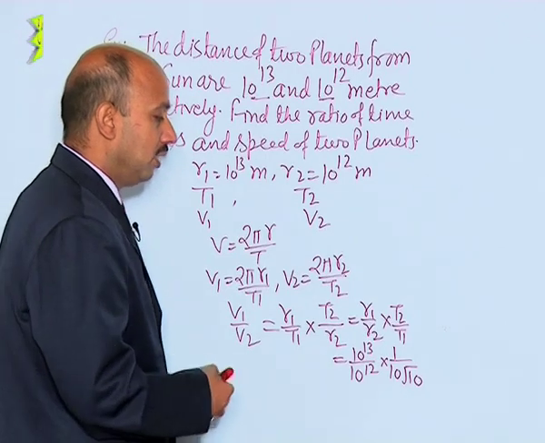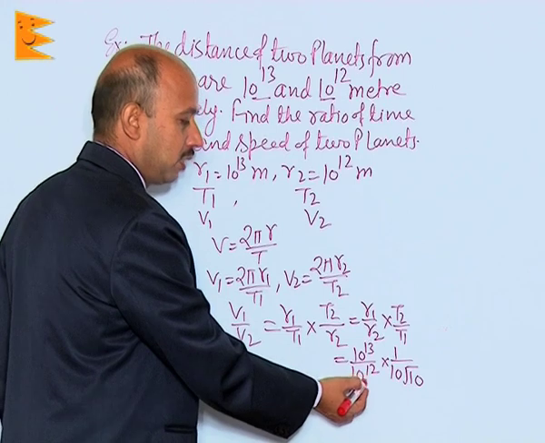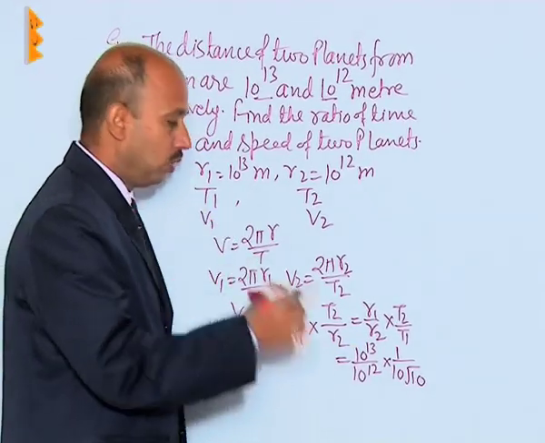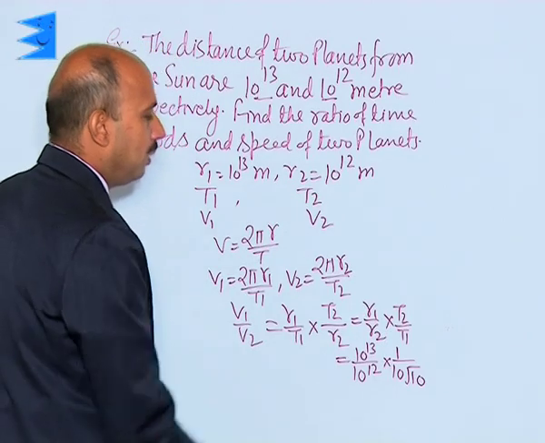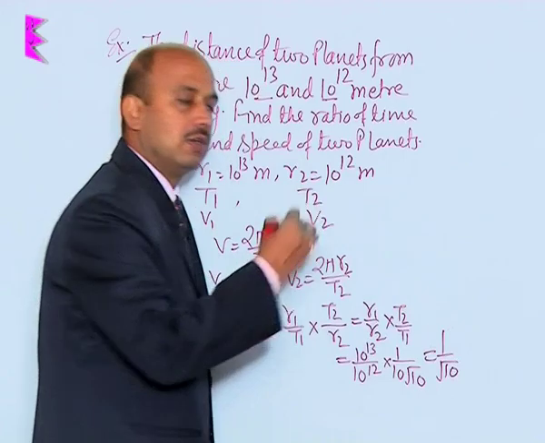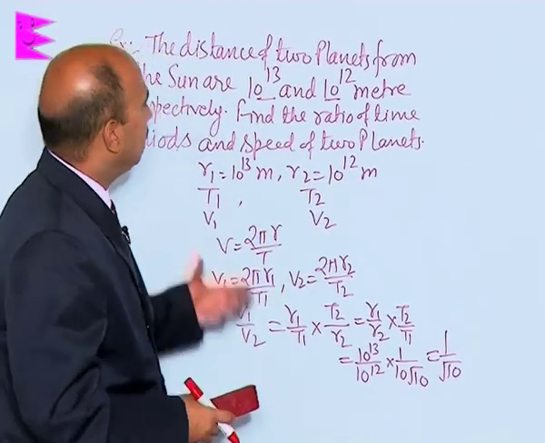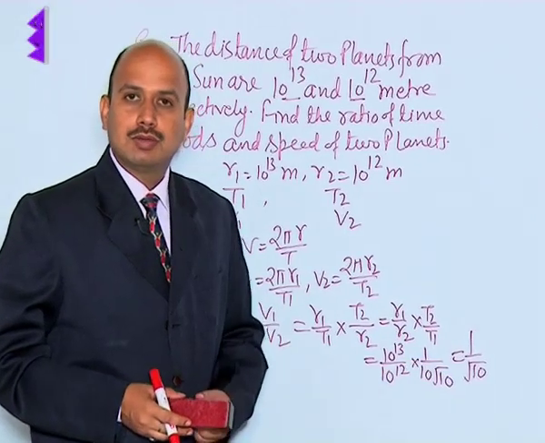So now you can cancel here. After solving this, 10 raised to power 12 and 13 will get cancelled, only 10 will be left behind, which will be cancelled with this. So you will be getting 1 upon root 10. So the ratio of the speed of these two planets is 1 upon root 10.